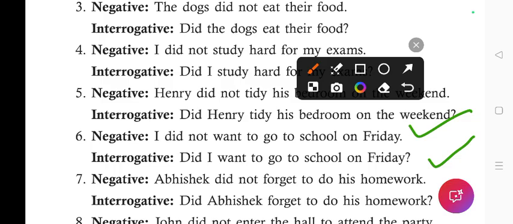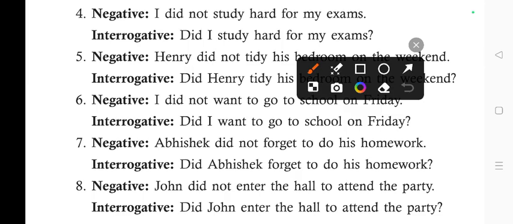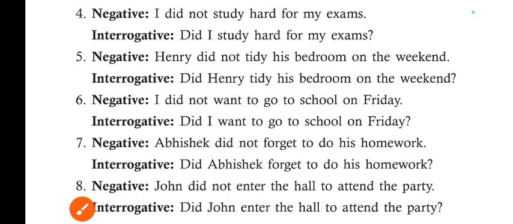Now the seventh one: Abhishek did not forget to do his homework. And interrogative will be: did Abhishek forget to do his homework? Now the eighth one: John did not enter the hall to attend the party. Did John enter the hall to attend the party?